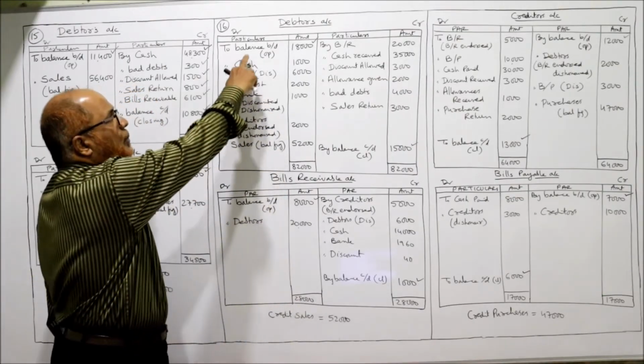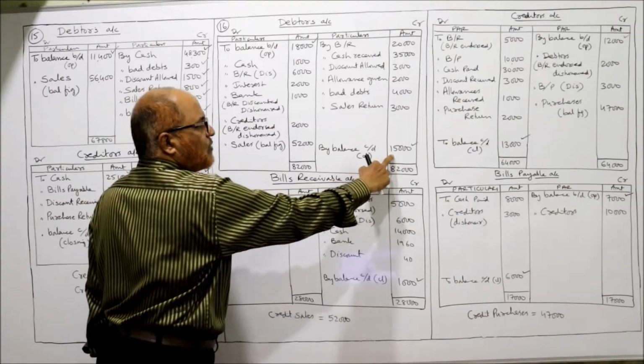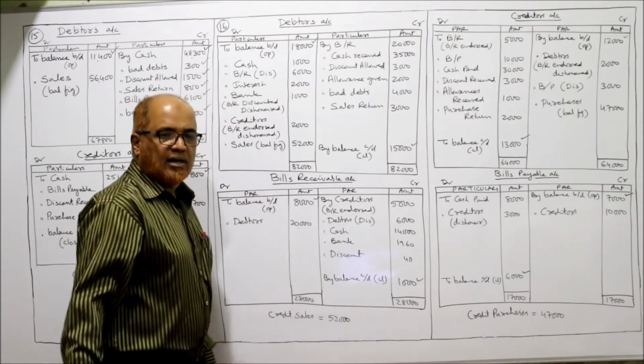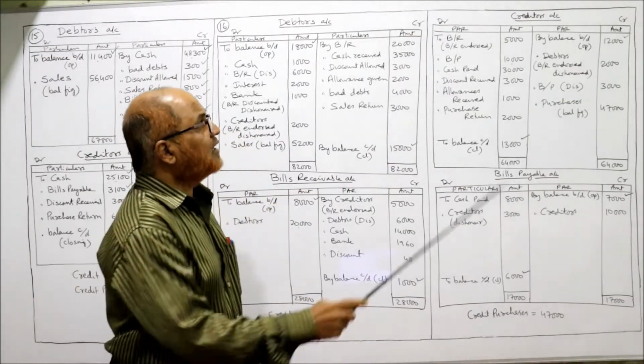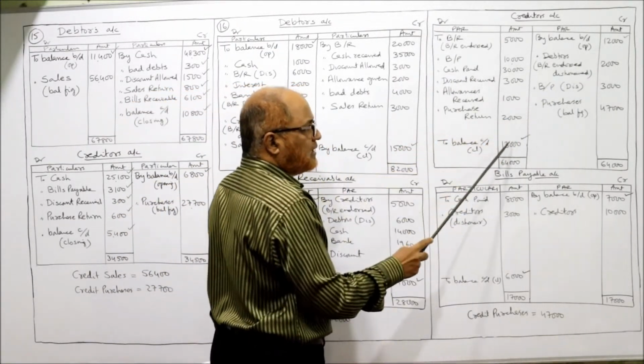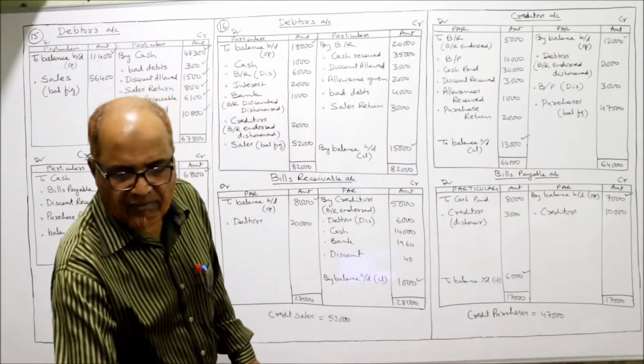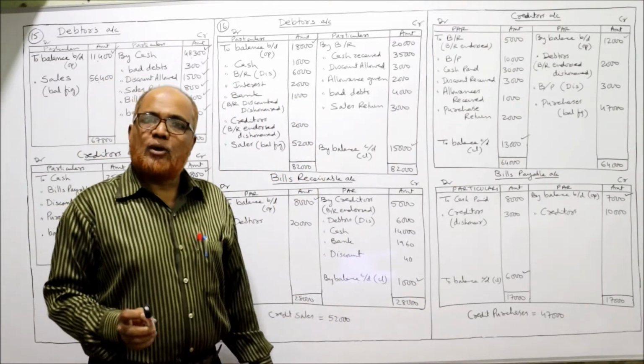So I have taken opening and closing. So debtors, opening balance 18,000, closing balance 15,000. Bills receivable opening 8,000, closing 1,000. Creditors, the creditors opening are 12,000, closing 13,000. Bills payable opening 7,000, closing 6,000. I have taken all the opening and closing balances.